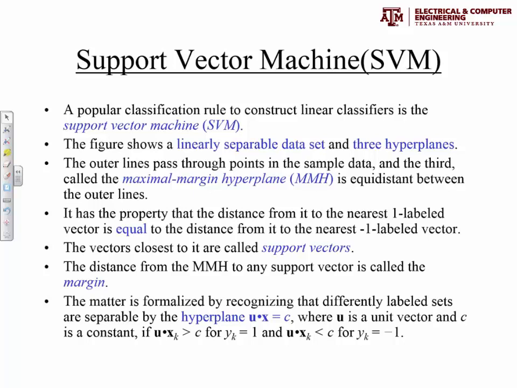Because u is some vector, and x has components x1, x2, that's the equation of a plane. So these are separable by this hyperplane where u is a unit vector and c is a constant. If the dot product of u with xk is greater than c, so for one particular class, you take the dot product of u and the feature vector corresponding to that class and get something greater than c, and for the other class you get something less than c, then you can put that hyperplane u times x equal to c, and that is going to separate the two classes. That's the main idea here.